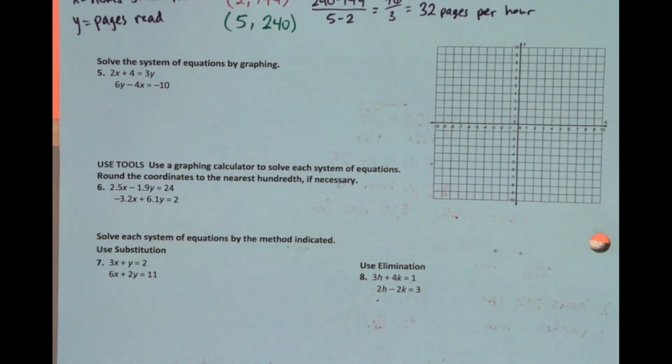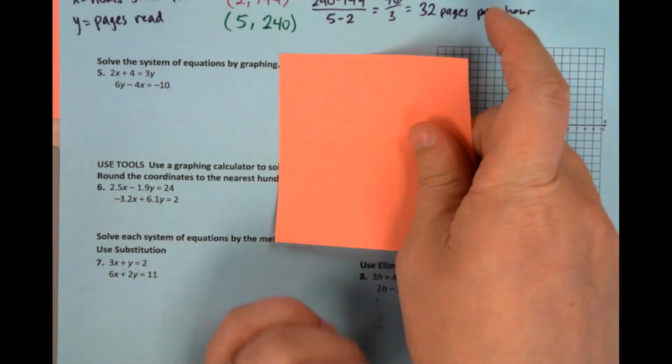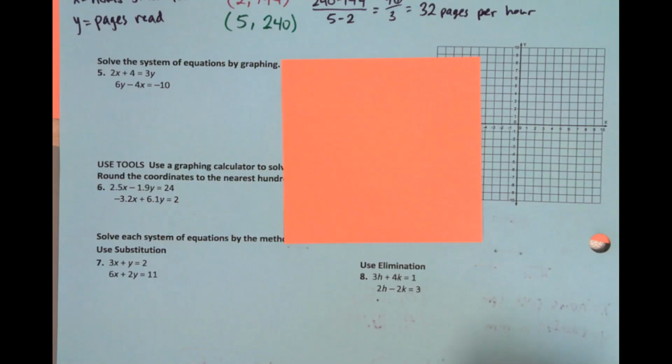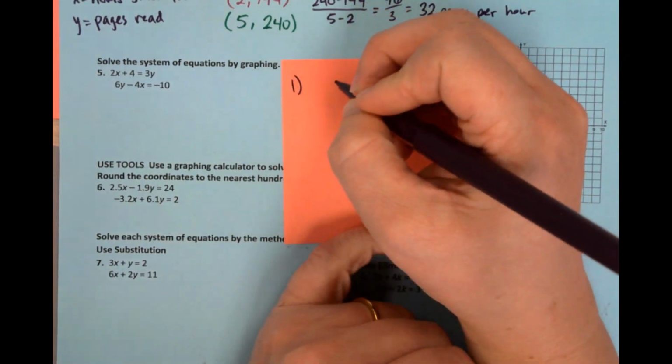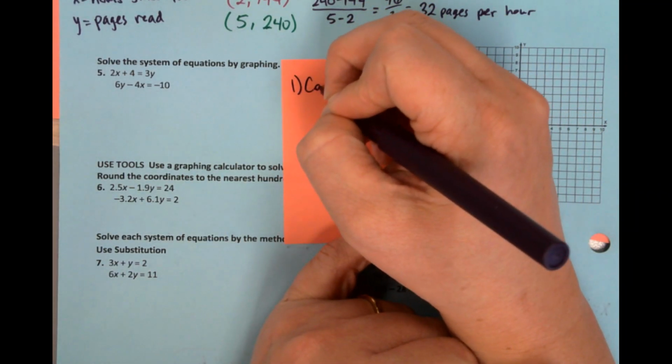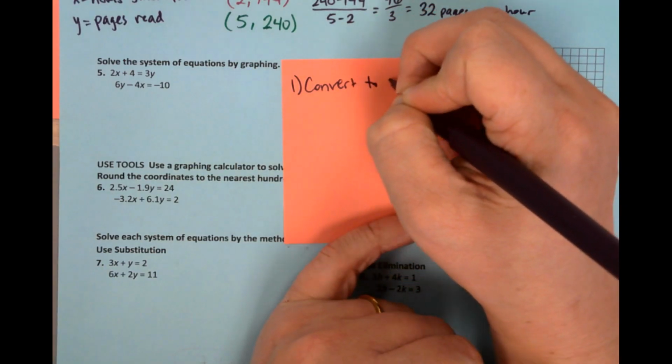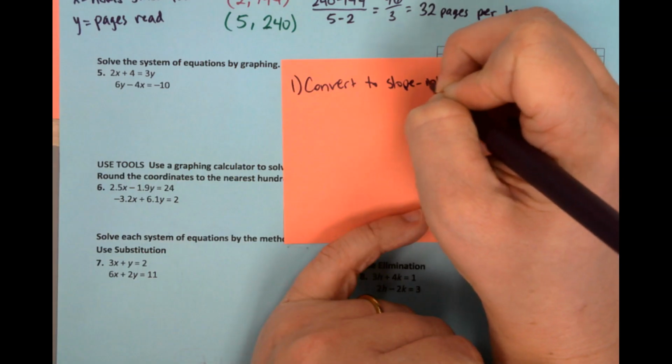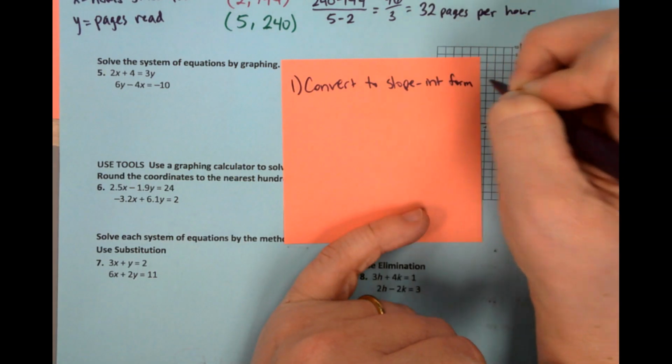All right. Number 5, solve the system of equations by graphing. The first step to solving a system of equations by graphing, doing anything by graphing, is to get this equation into a form that we can graph. Sometimes we're able to graph from standard form. In this case, our intercepts are pretty gross. So our first thing will be to convert to slope-intercept form. That is the y equals mx plus b.